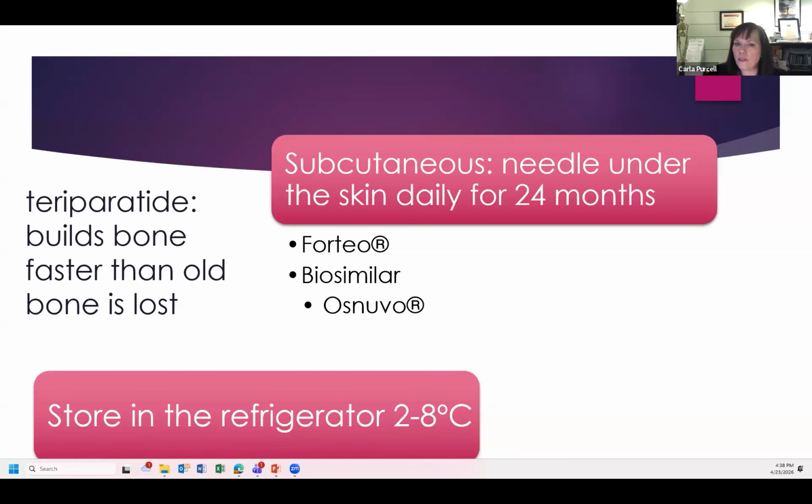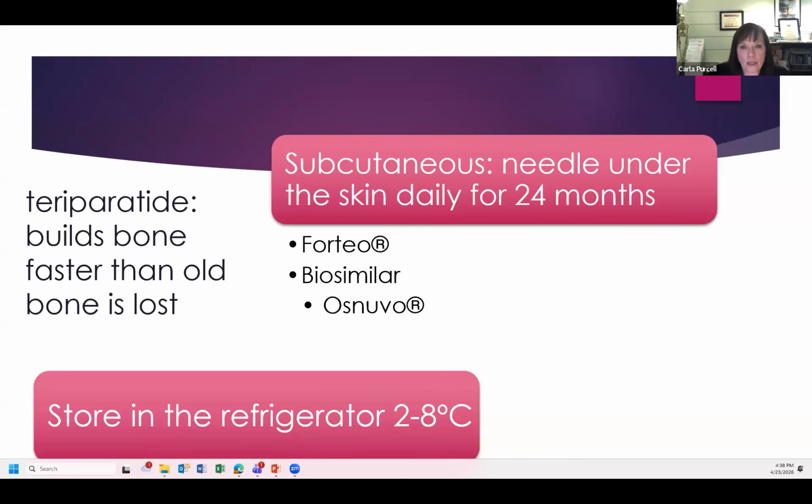This one can only be given for 2 years currently. It's given by a needle that goes under your skin, and it's given once a day for those 2 years. And it's got to be followed up by one of the medications that we've already talked about to help slow the bone loss, because you don't want to lose the good improvements that you've had in your bone density after you stop it and it's not in your system anymore.